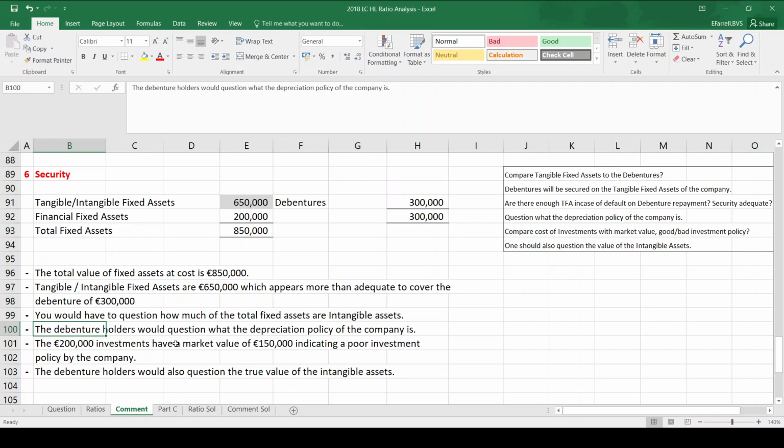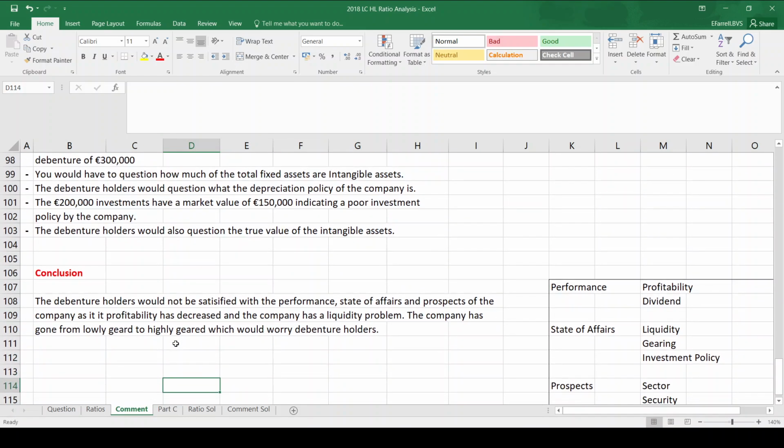Okay, so that is part 6 done. So now I just write some sort of a conclusion, okay? So the conclusion I would come up with is the debenture holders will not be satisfied with the performance, state of affairs and prospects of the company, because that's what we were asked, as its profitability has decreased and the company has a liquidity problem. The company has also gone from lowly geared to highly geared, which would worry the debenture holders.